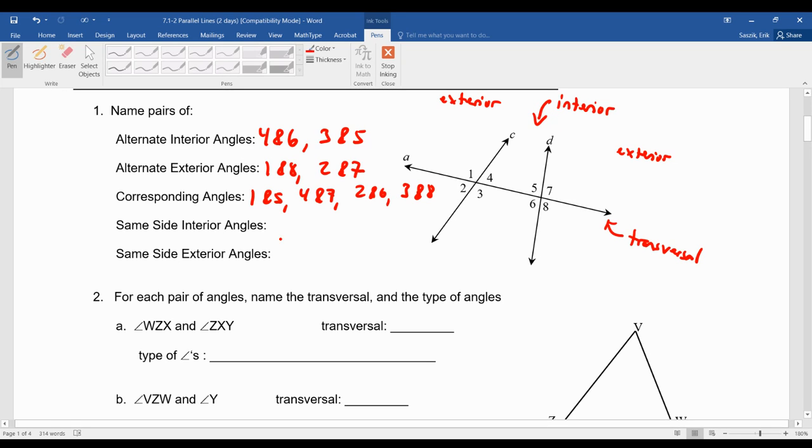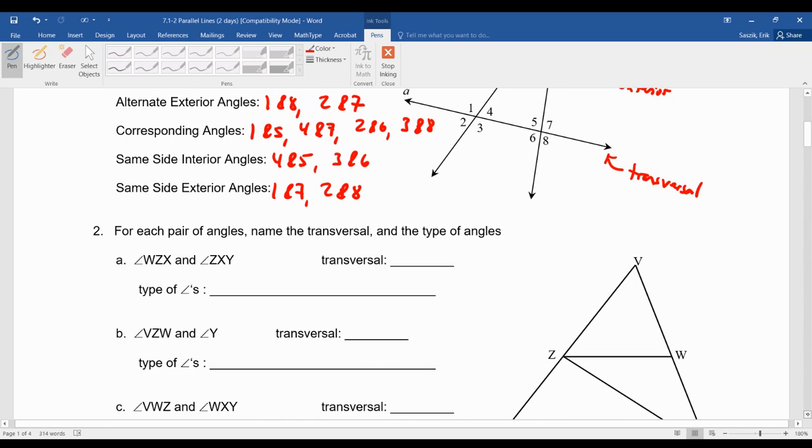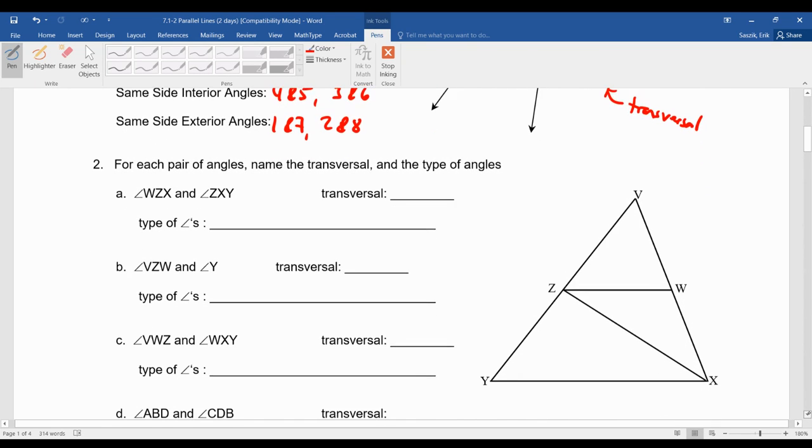Now this should be pretty self-explanatory, these next things. Same side interior angles, well that would be of course 4 and 5 and 3 and 6. That's easy. Same side exterior 1 and 7, 2 and 8. Okay, now we haven't used the word parallel yet, so we'll get to that.